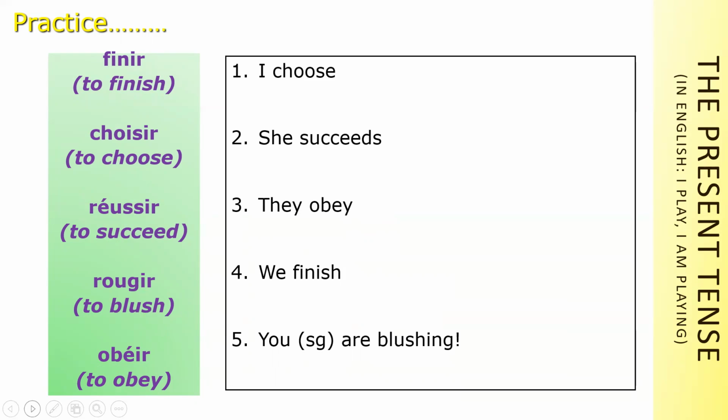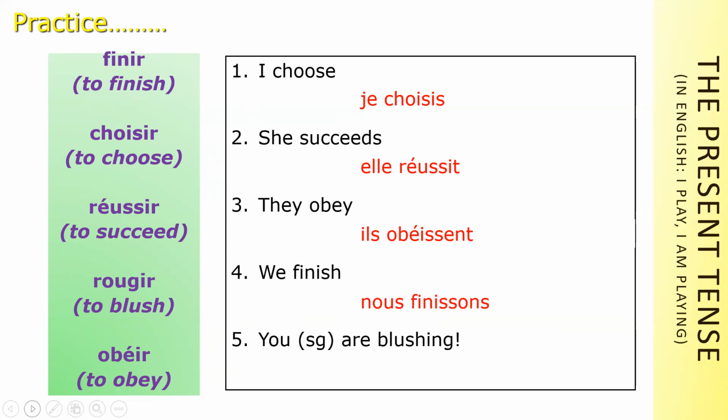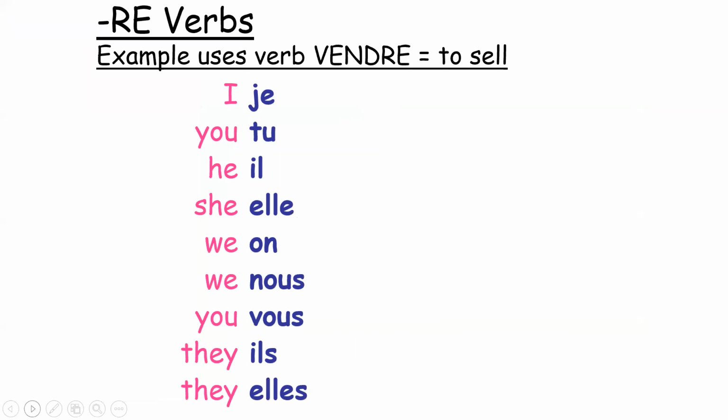Okay, corrigeons. Let's get correcting. I choose, je choisis. She succeeds, elle réussit. They obey, ils obéissent. We finish, nous finissons. And you are blushing, tu rougis. Ça va? How did you do? I hope you did well.